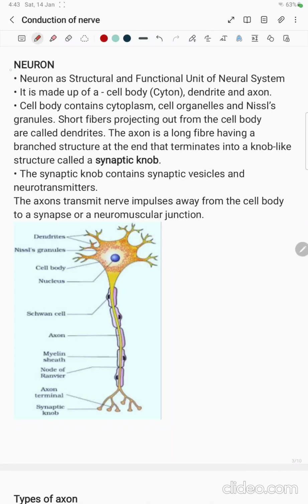We are going to discuss the neuron. The neuron is considered the structural and functional unit of the nervous system. It is made up of a cyton or cell body, dendrites, and then the axon.